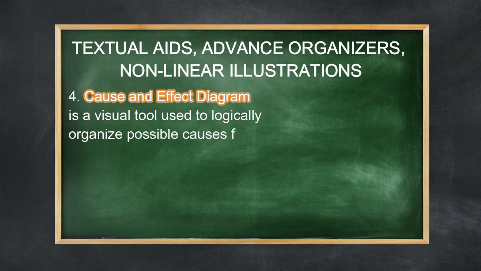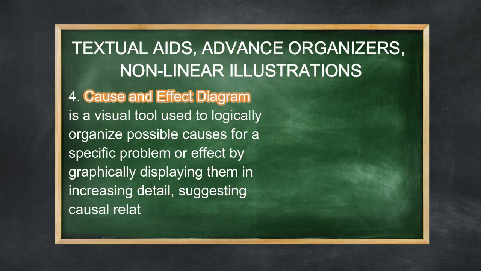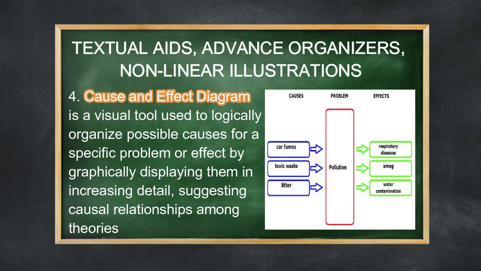4. Cause and effect diagram. A cause and effect diagram is a visual tool used to logically organize possible causes for a specific problem or effect by graphically displaying them in increasing detail, suggesting causal relationships among theories. Here is an example of a cause and effect diagram that shows the effects of pollution.